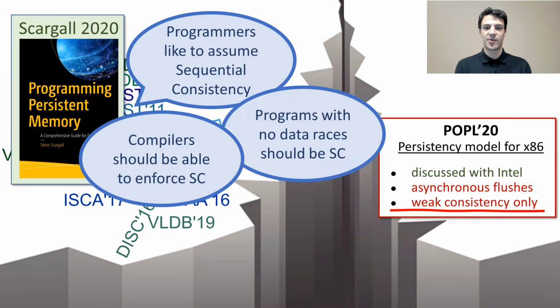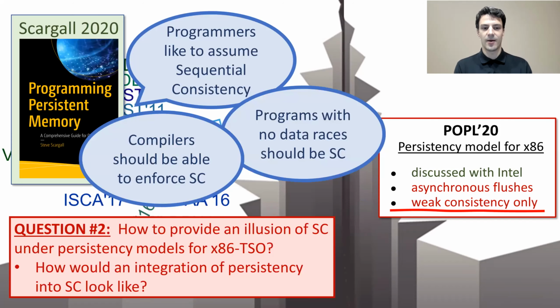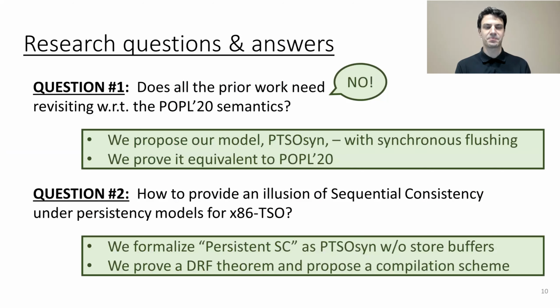Also, programmers can write data race-free programs, and for those there is a guarantee that they do not observe the effects of weak consistency and have only sequentially consistent behavior. But that is only true in the memory consistency world. So since sequential consistency is so important, we raise a question: how do we provide an illusion of sequential consistency under persistency models for x86? There we would start with a natural question of what it even looks like to have this illusion of sequential consistency. So this is what this work is about.